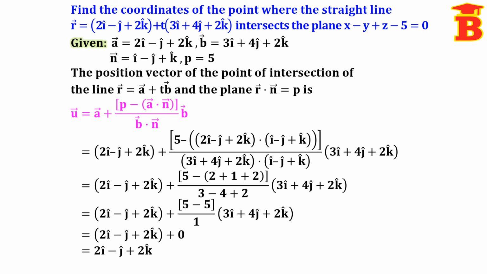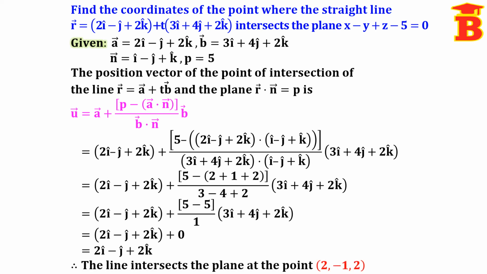This is the position vector. The question is find the coordinates. That means take and write these numbers only within bracket. Here the numbers are 2, minus 1, 2. So take and write the numbers. That is, the line intersects the plane at the point 2, minus 1, 2.